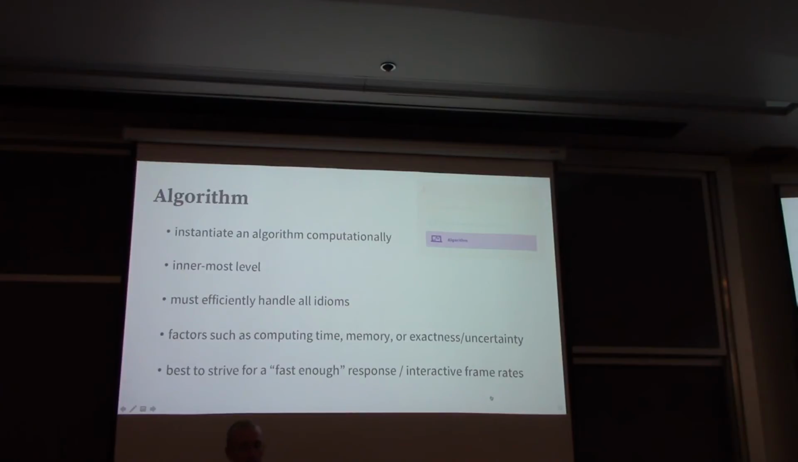And so there are other factors to think about as well, not just computational time, but how much memory something takes up to keep all the data there. And also exactness, or how much uncertainty is in the data that you show the users. It's usually best to strive for a fast enough response, something that gives you interactive frame rates.